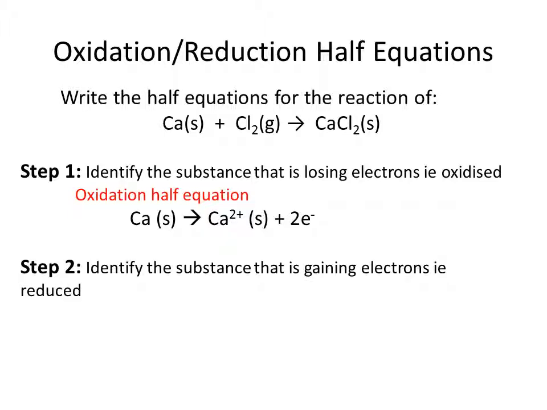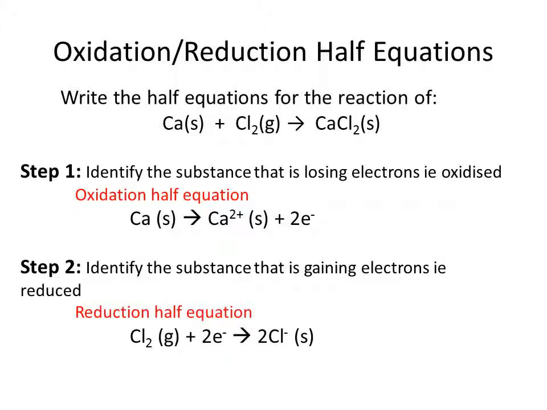The second step is to identify the substance that's gaining electrons, the one that's being reduced. So we're going from neutral chlorine to a chloride ion. So that must be our reduction half equation, which we'd write as Cl2 plus 2 electrons to give 2 chloride ions. You notice here that all the substances are actually involved in the reaction. And if we add those two half equations together, the 2 electrons cancel out and we get our full overall equation.